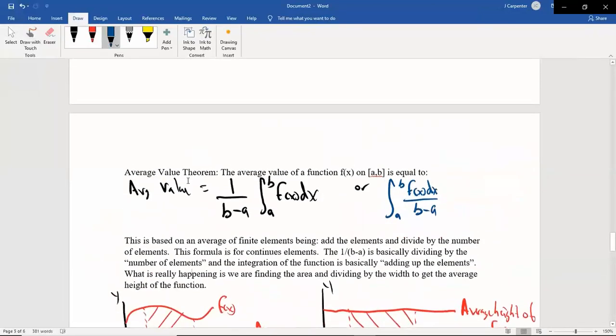So you have to memorize this. How do you find an average value on a window of a function? You divide by its width, and then you just integrate it. That's all this says. Divide by the width and integrate it. Integrate it, divide by the width.